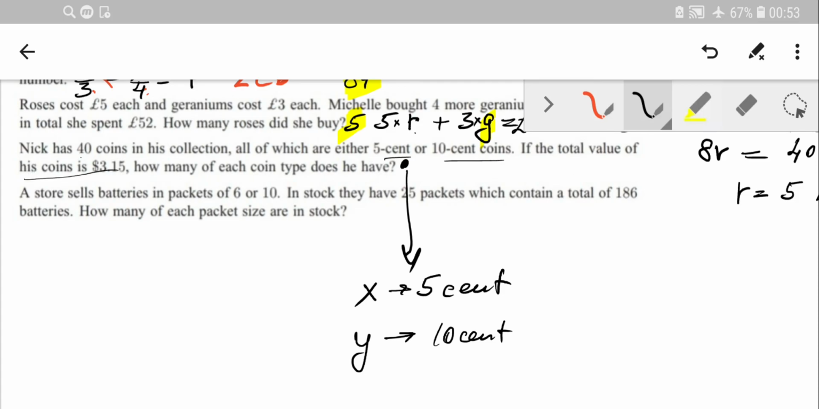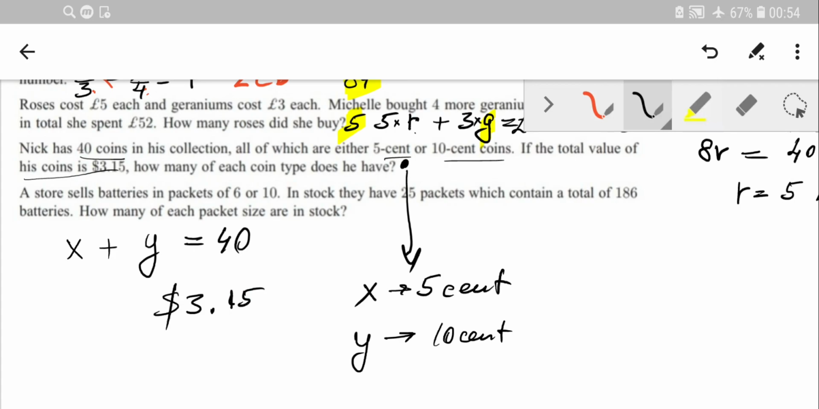So Nick has 40 coins in his collection, 40 coins in total. It means that x plus y equals 40. However, the total amount is $3.15.